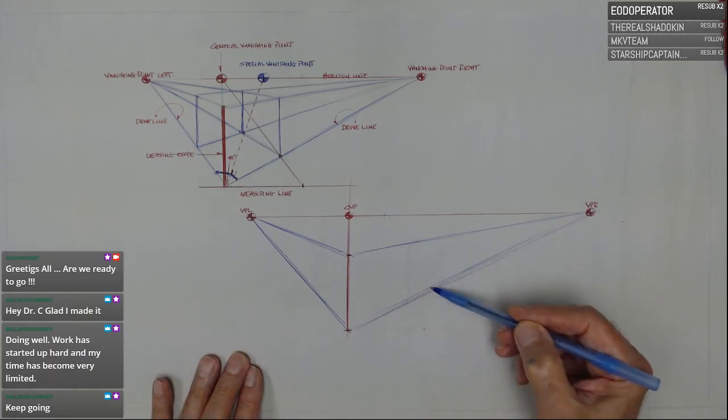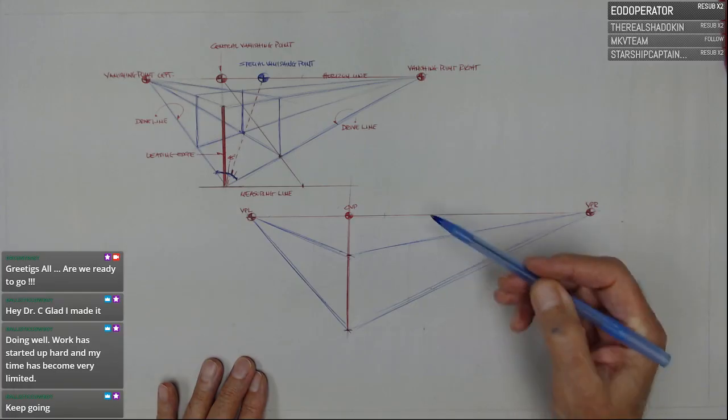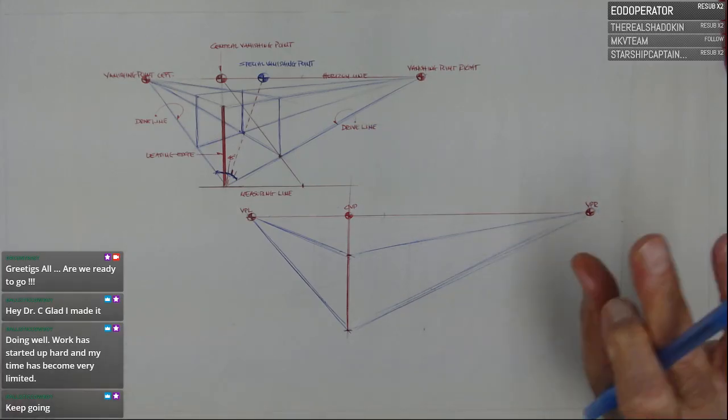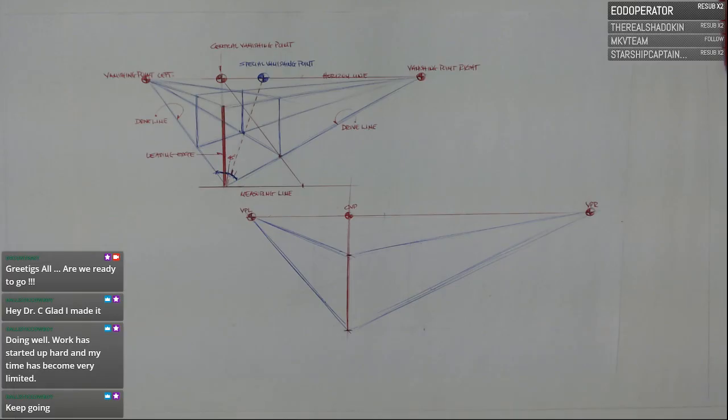These become frames. These are now drive lines. That's noted here, drive lines. They're called a drive line because they drive you back in space and create depth. So now let's do this.